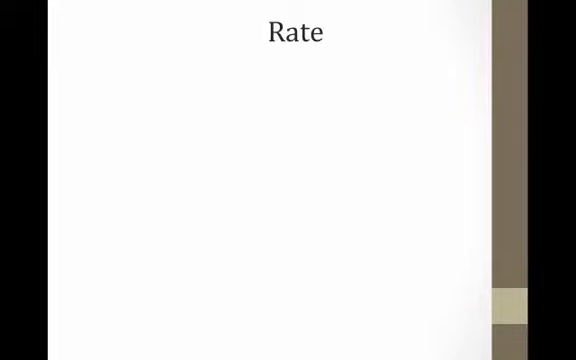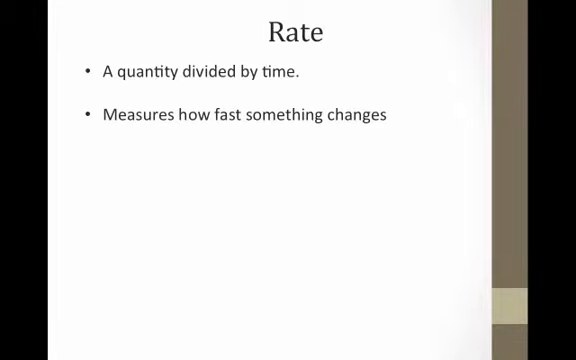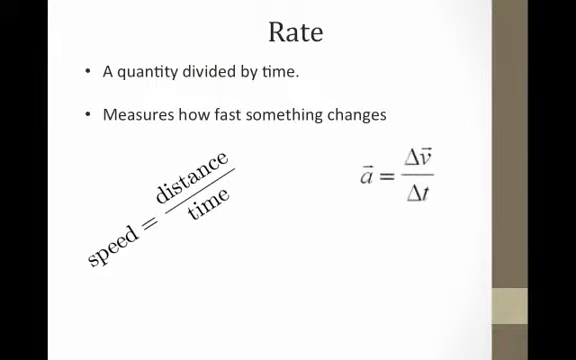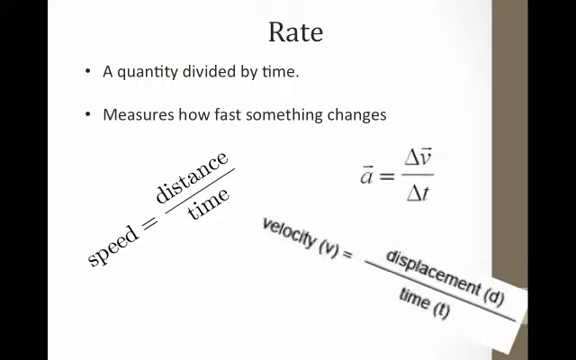To start with, we're going to talk about rate. Rate is a quantity divided by time. It measures how fast something changes. Examples of rate include speed, acceleration, velocity, and power.